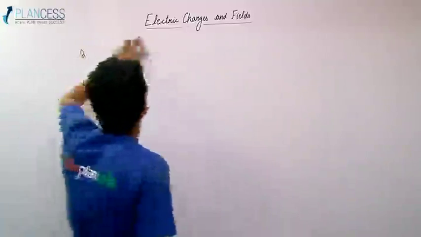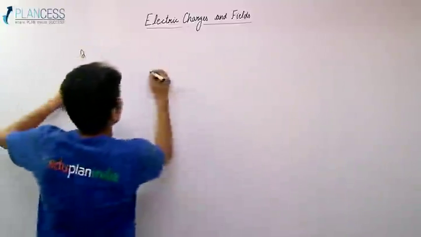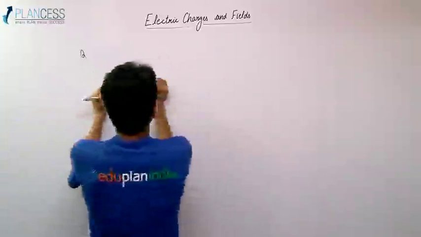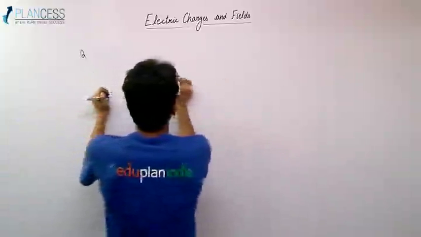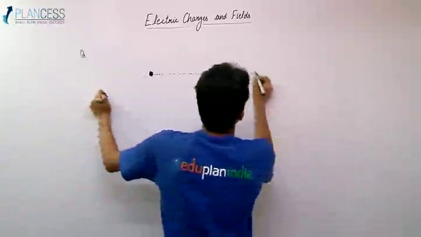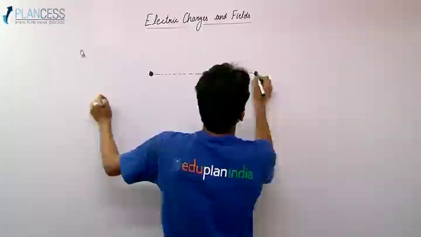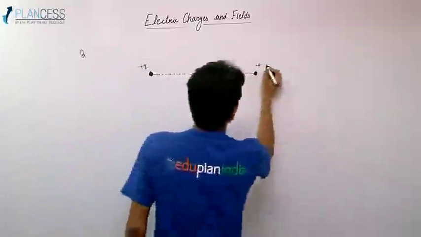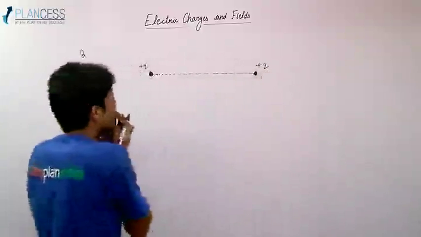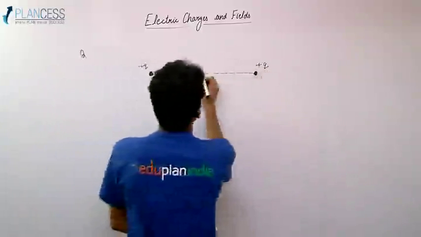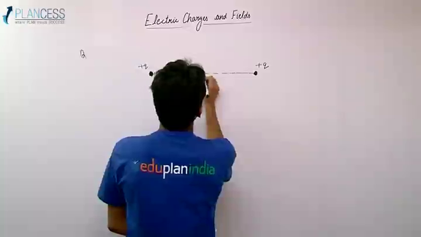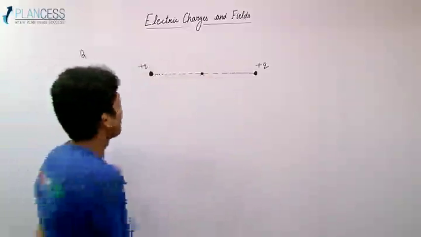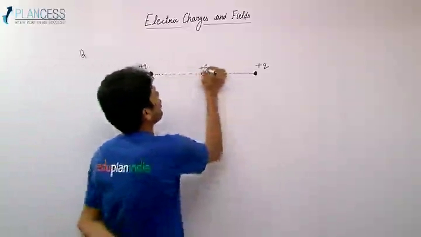First one is, let's say this is a positive charge and this is a positive charge. So we have a plus q here, we have a plus q here, and here in the middle is kept another, you can say, plus q charge if I want.